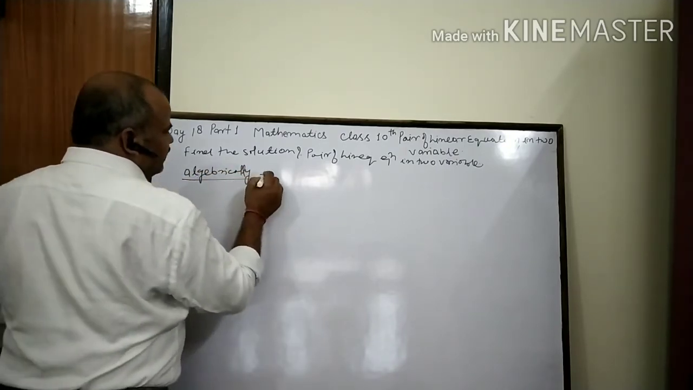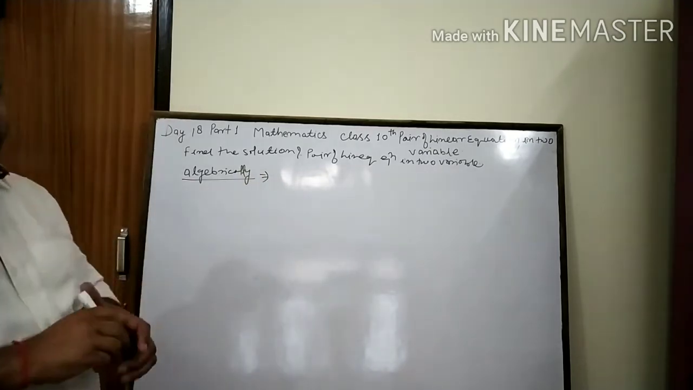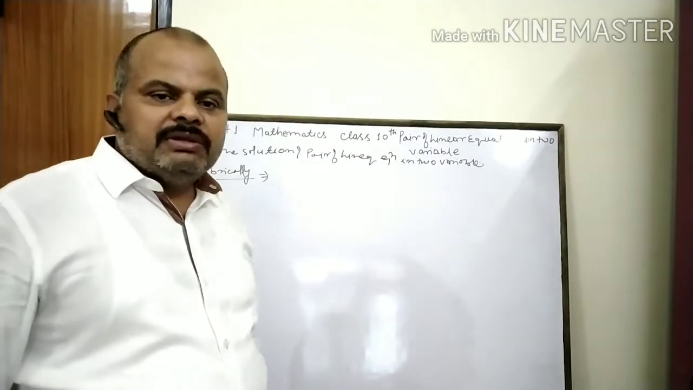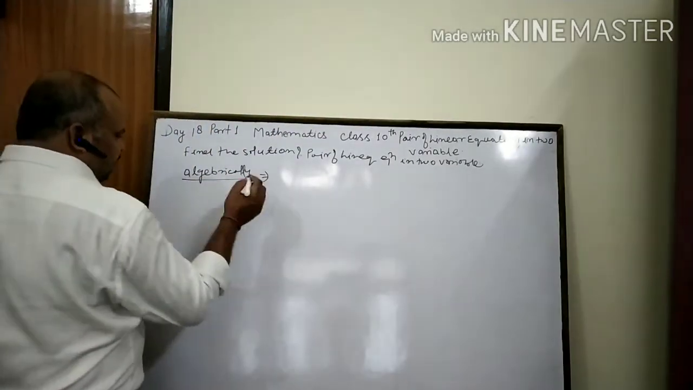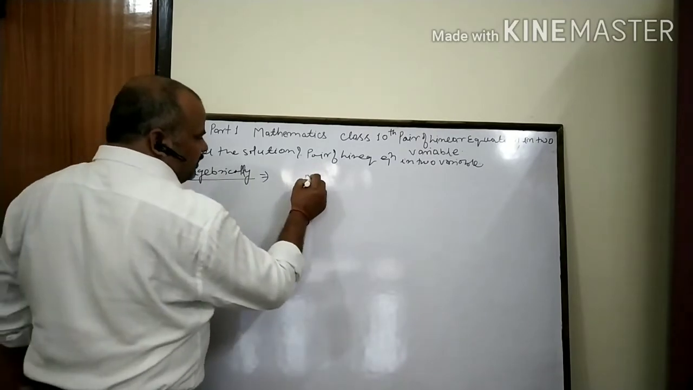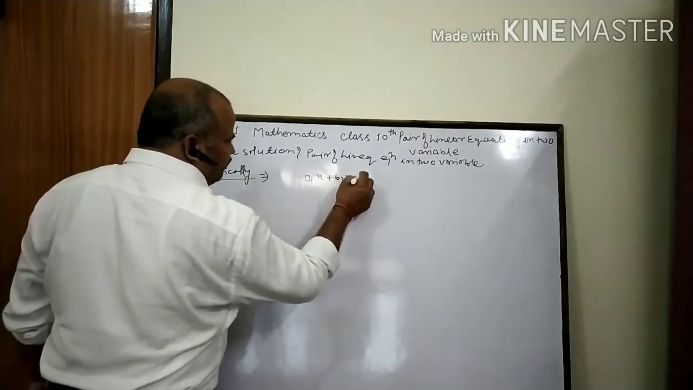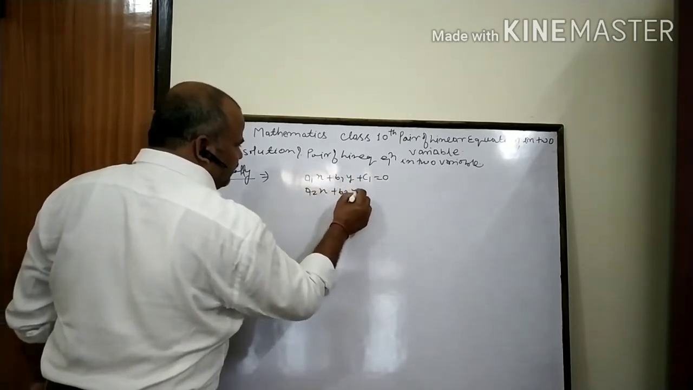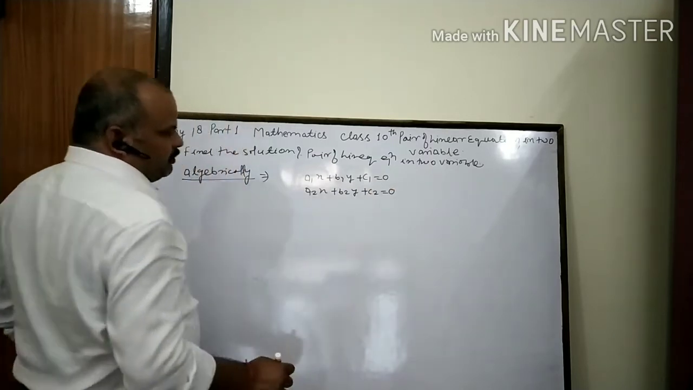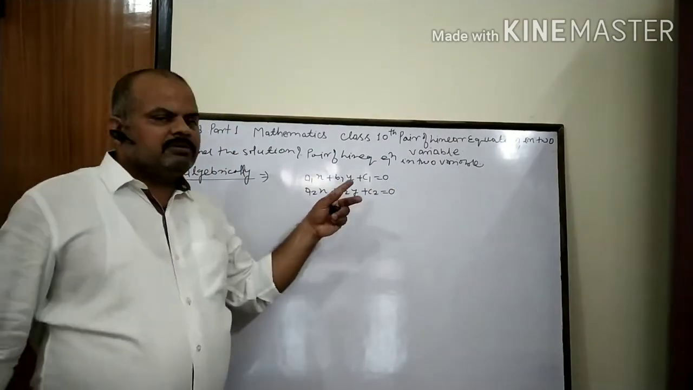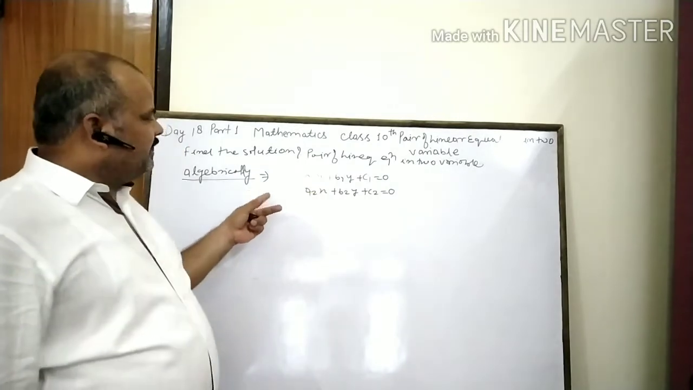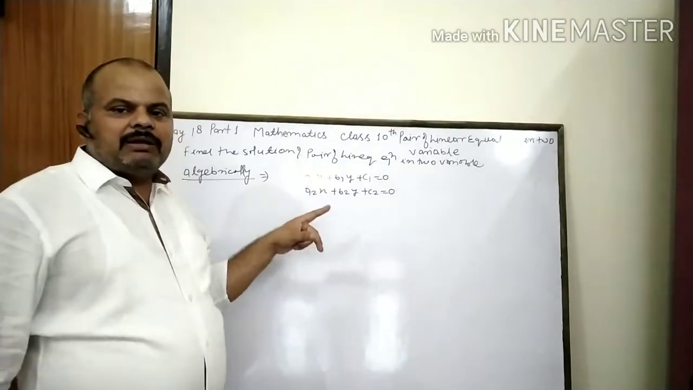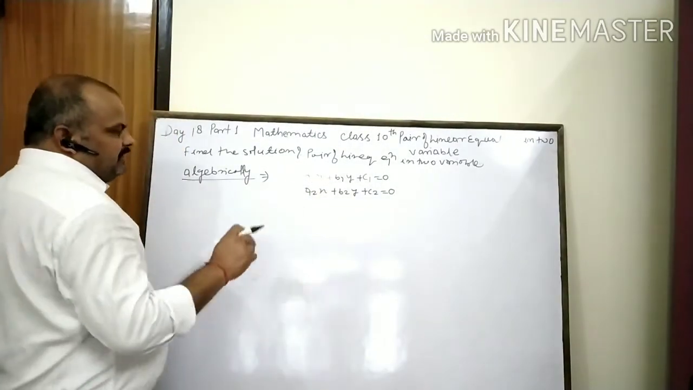It means you can find the value of x and y to solve the equation. For this, if you have a1x plus b1y plus c1 is equal to 0 and a2x plus b2y plus c2 is equal to 0, and you want to find the value of x and y algebraically, it means without a graph you can solve this pair of linear equations in two variables.